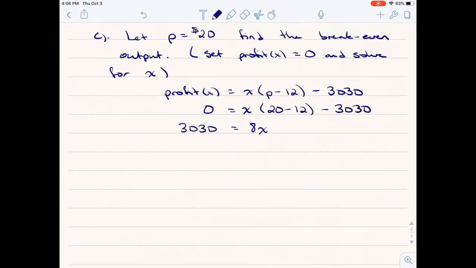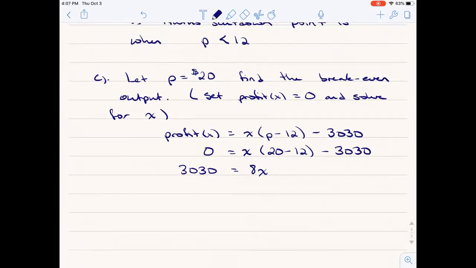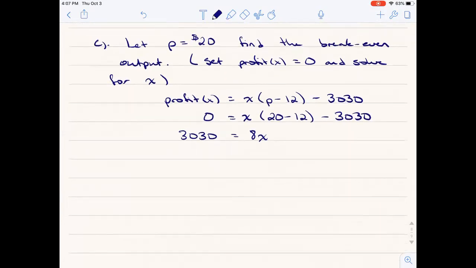Profit at X is equal to 0 when the profit is 0, right? Because that's the break-even point. So you have a negative profit, and then you hit break-even, where it goes from negative to positive. And so that's why we force the profit to be 0. And then we have to find the X that makes that happen, which is essentially asking how many things do you need to sell before you actually make a profit, right? So that's what we're doing.